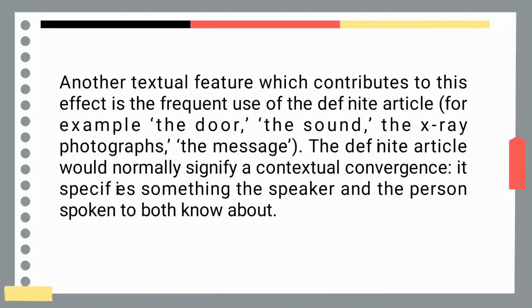Another textual feature which contributes to this effect is the frequent use of the definite article. For example, the door, the sound, the X-ray photographs, the message. The definite article would normally signify a contextual convergence. It specifies something the speaker and the person spoken to both know about. So the frequent use of definite articles signifies that the identity of the noun is known to both the addresser and the addressee. Though this does not guarantee that the sick man and the reader share the same feelings or experiences, it only shows the dominant perspective of the man and his intention to convey them to the readers.